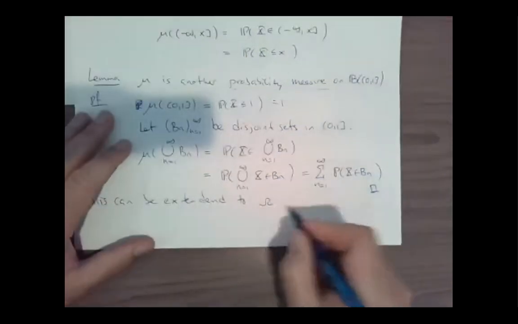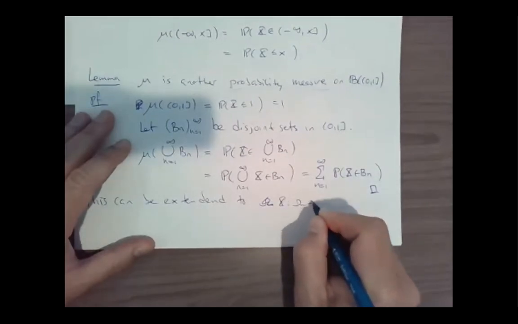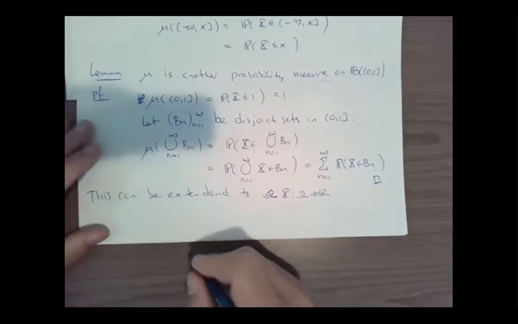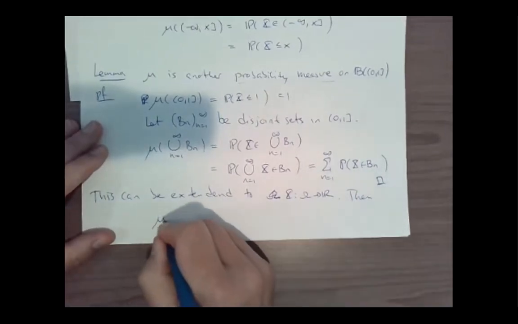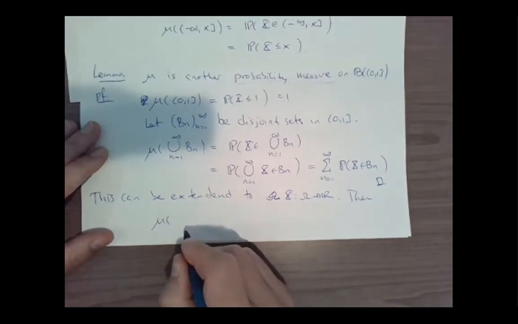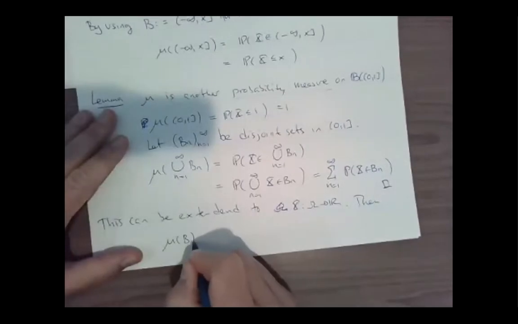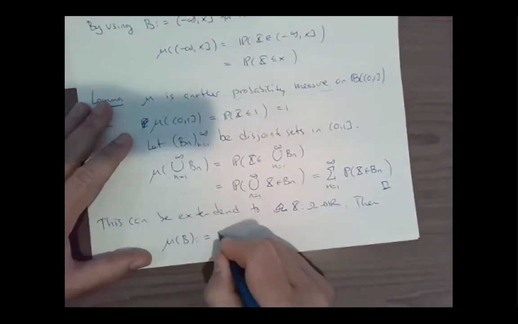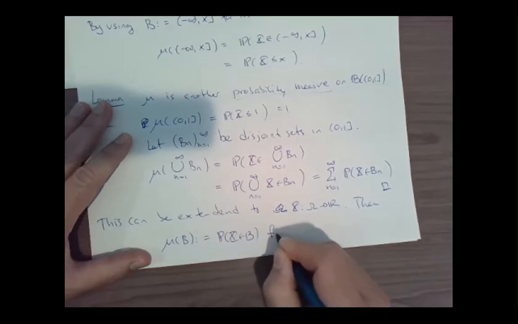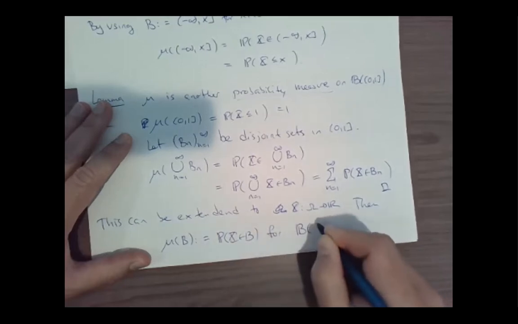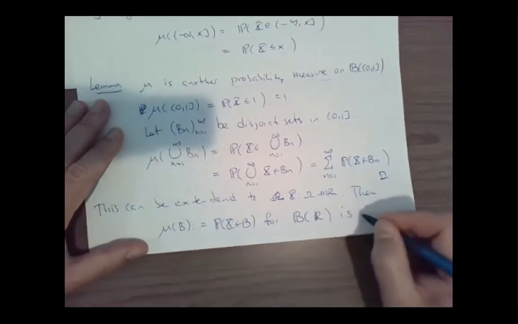That was the one I had written first. So if I look at X going from omega to R, well then the distribution mu of B, being defined as the probability that X is in B, but now for Borel sets on the real line, is a probability measure.